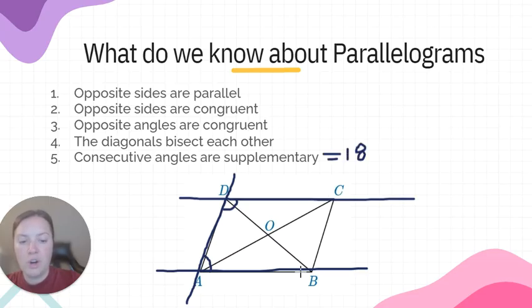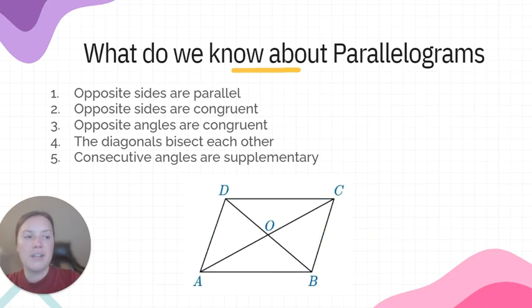The same goes for the angles made with the transversal here with CB. These equal 180 degrees. Now, what that means is if these two angles add up to 180 degrees and these two angles add up to 180 degrees, that means all angles in a parallelogram add up to 360 degrees. So keep that in mind moving forward as we work through some proofs.